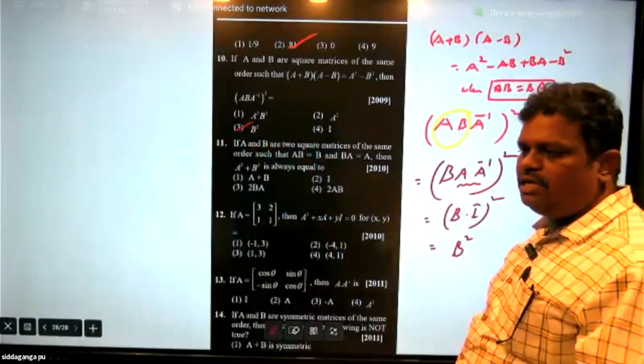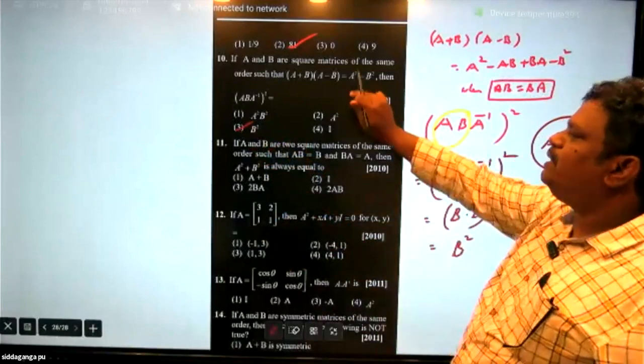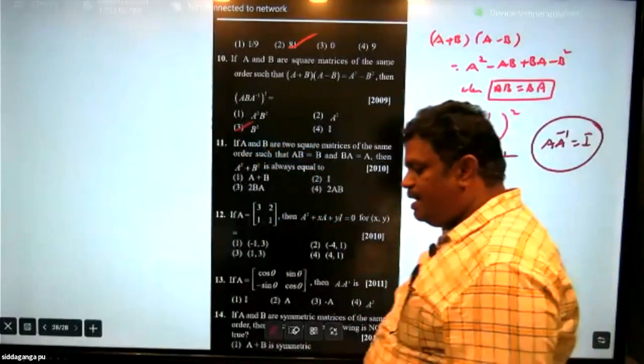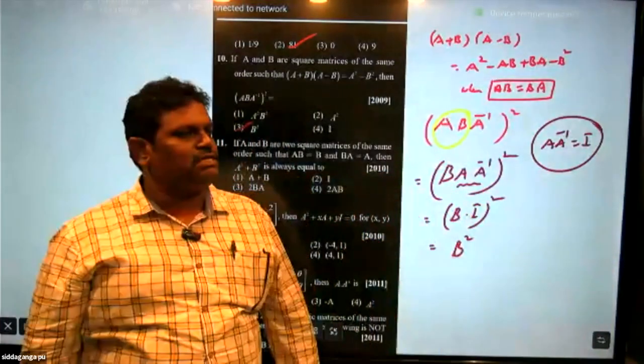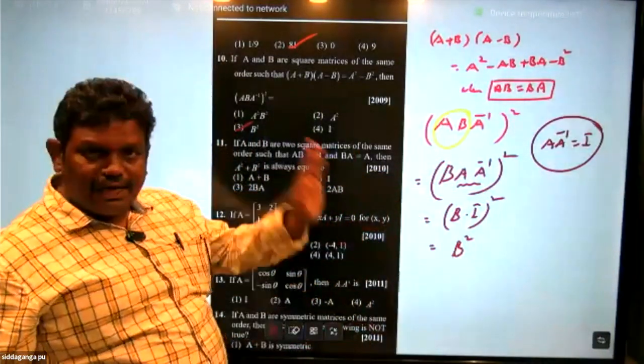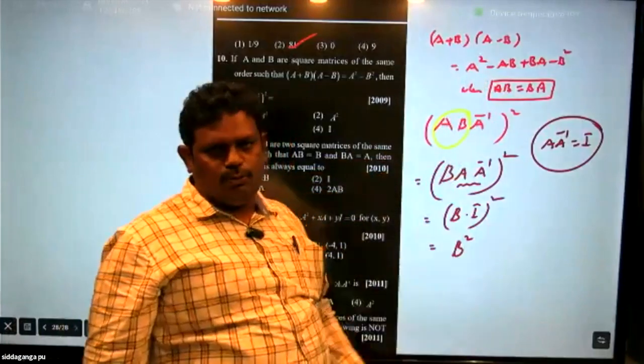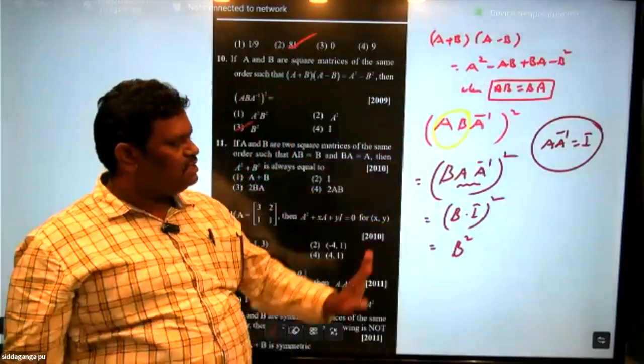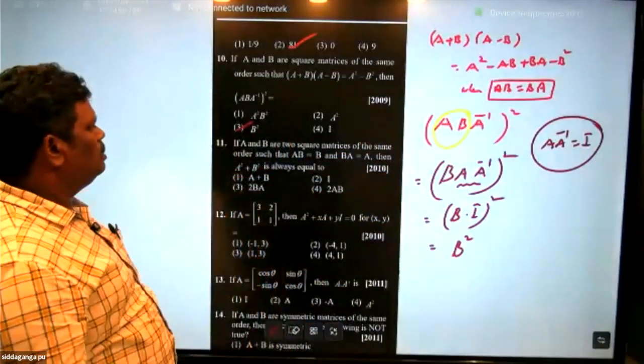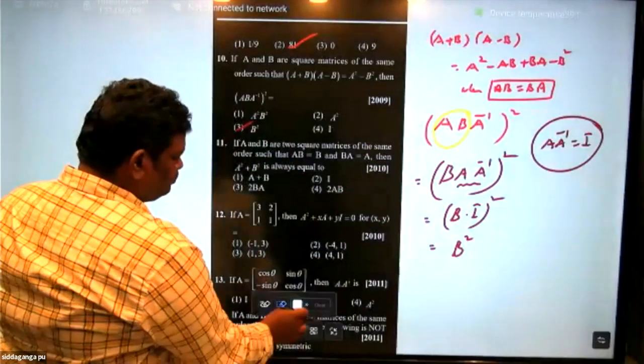Now the important point here is that this property is not satisfied in matrices in general. In case the property is satisfied, we can take the condition AB is equal to BA, and then only we can solve this one. Otherwise it is not possible. Then another one.